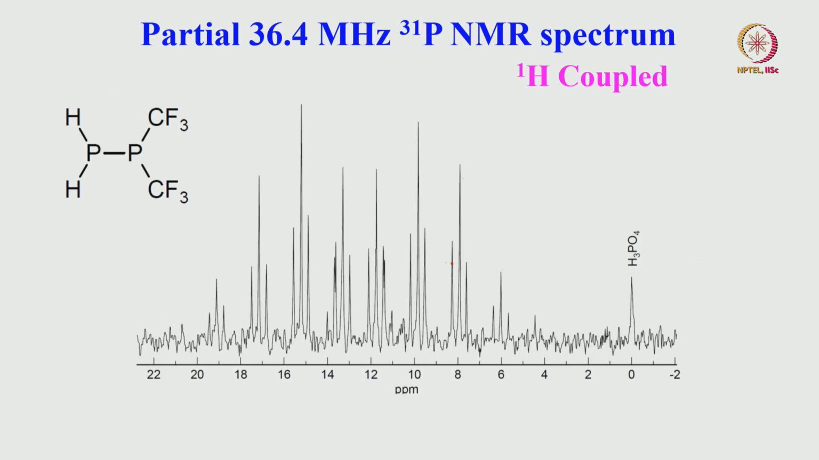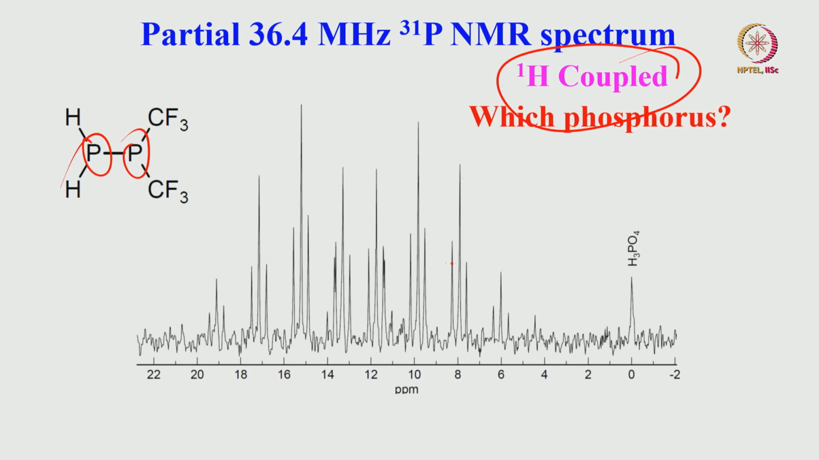This is a simple molecule. It is not the full spectrum, only a partial spectrum is shown here, but remember it is proton coupled. It is very explicitly written here. What is the meaning of that? Now there are 2 phosphorus, both are chemically inequivalent. This phosphorus is different, this phosphorus is different. Each of these phosphorus can experience coupling with protons and fluorine. Now my question is, what is this phosphorus? This is a partial spectrum of one of the phosphorus. I mean, a partial spectrum of the entire 31P spectrum pertaining to only one of the phosphorus.